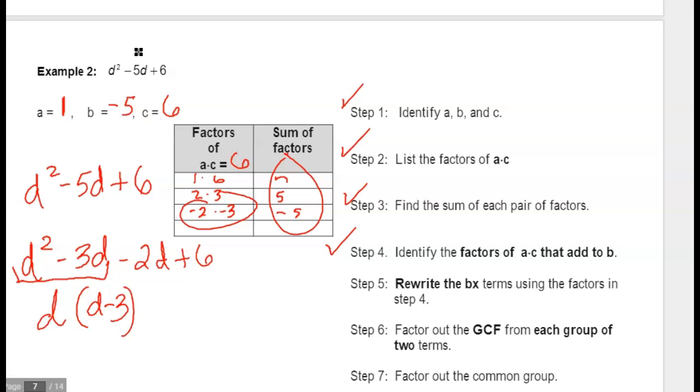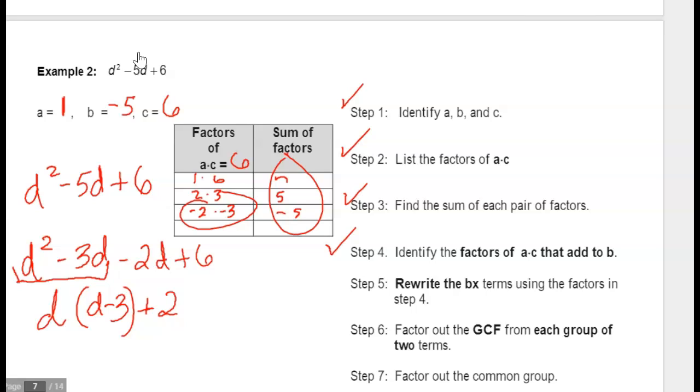So now down here, I'm going to factor out what goes here. What do they have in common? I'm going to factor out a negative 2 because I have that negative right here. If I factor out a positive 2, then I wouldn't get that negative 3 that I'm looking for. Okay? So I can't do this. Here, it wouldn't work. Okay?